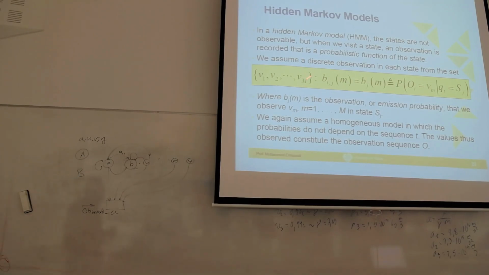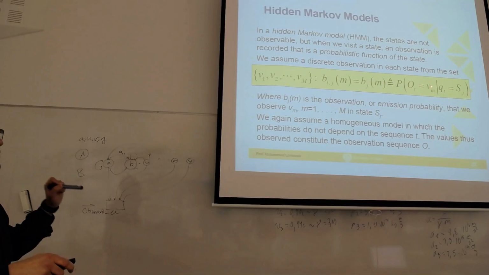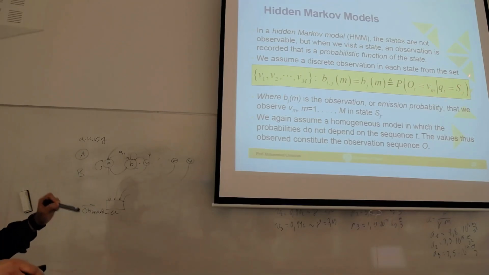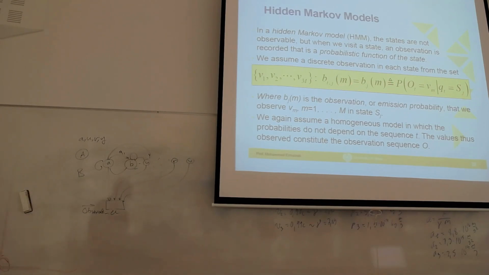Okay, so here we have some observations from V1 until Vm. We define a new parameter, B at time t, and this means the probability that observation M came from state J. You can see that I put here the observation time t, but then I removed it, so it is homogeneous. It doesn't depend on the time. So we define Bjm as the probability that the observation at time t was a certain observation Vm, given that it came from state Sj. This is the probability Bjm.